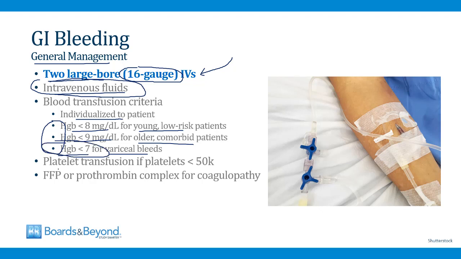So for patients with variceal bleeds, the usual cutoff for transfusion is a hemoglobin of 7. Platelet transfusions are usually restricted to patients with platelet counts less than 50,000. And then for patients who have some form of coagulopathy, fresh frozen plasma or prothrombin complex is sometimes administered.